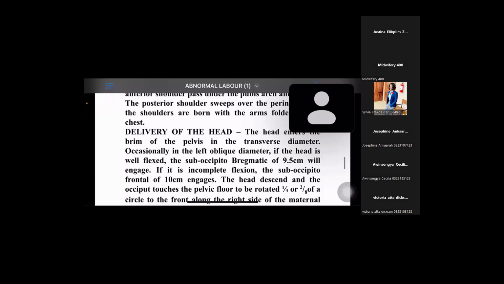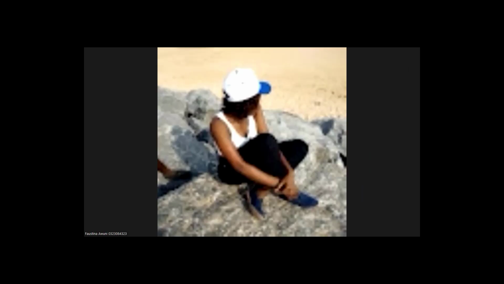Josephine Ankara, why? The host should mute her. Okay. Please, let's continue. Please, someone was explaining the left sacral anterior.